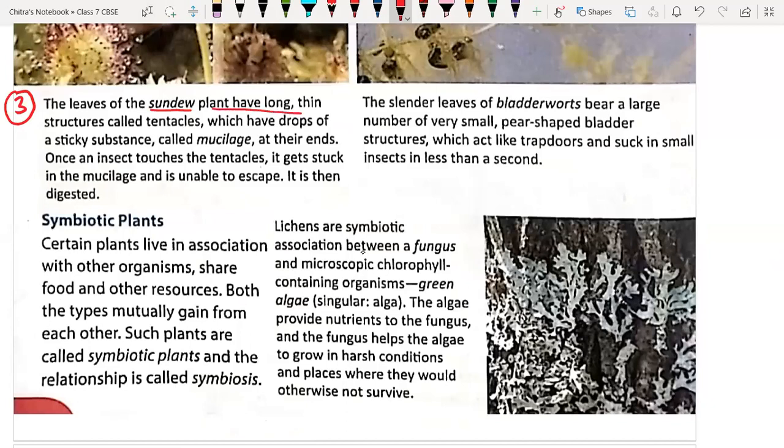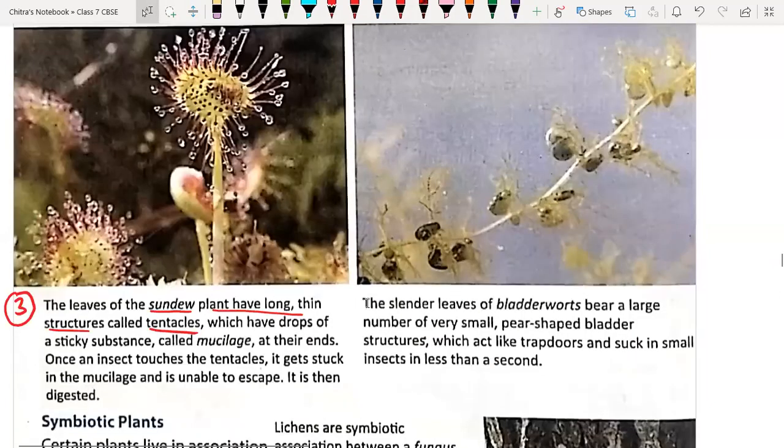The plant has long, thin structures called tentacles. As you can see in the diagram here, they have dew-like drops on these hair-like tentacles, which have drops of a sticky substance made of mucilage at their ends. Once an insect touches the tentacles, it gets stuck in the mucilage and is unable to escape, and then it is digested by the plant.